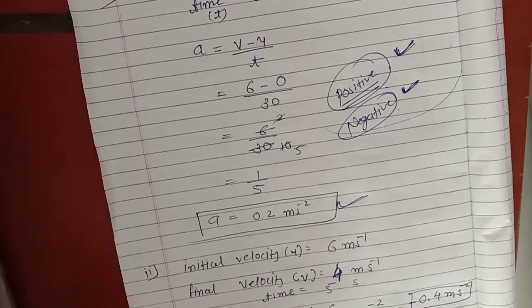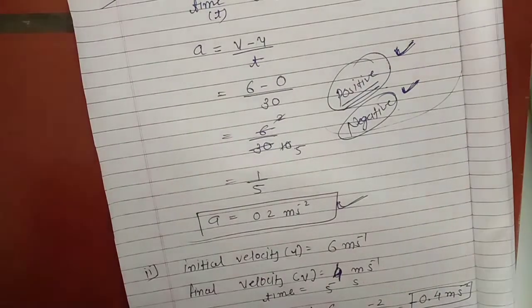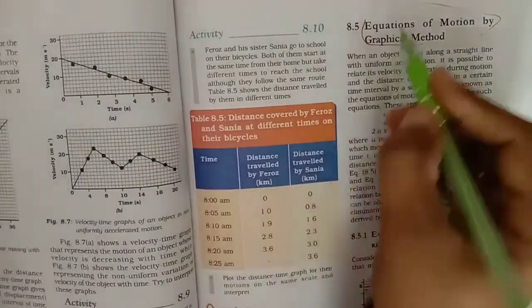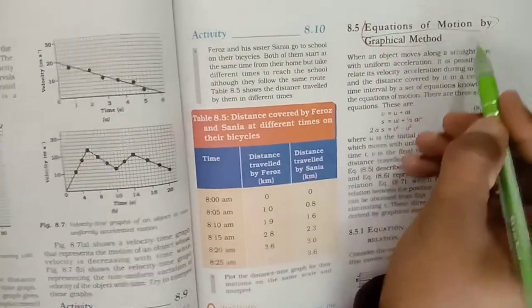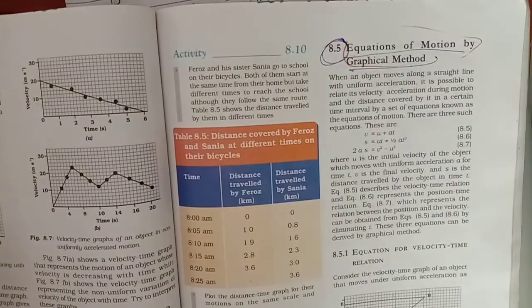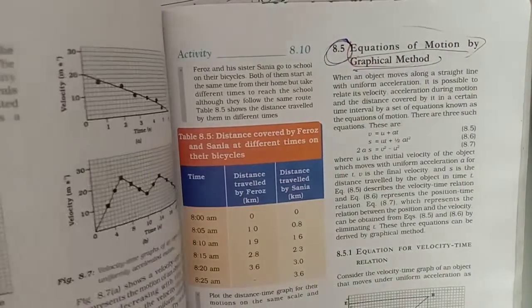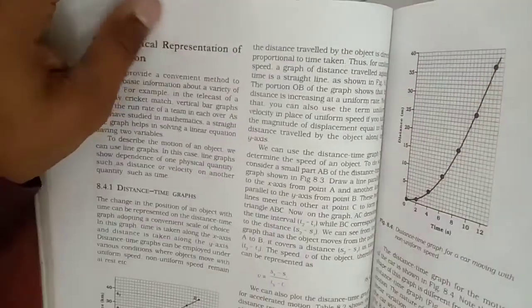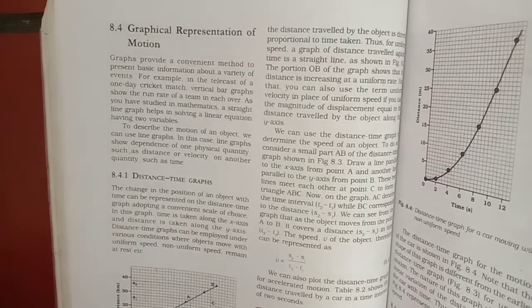Now the most important topic coming is graphical representation of motion. This one is not as important, but equations of motion by the graphical method, topic 8.5, is the most important and will definitely come in the exam. First we discuss graphical representation of motion.